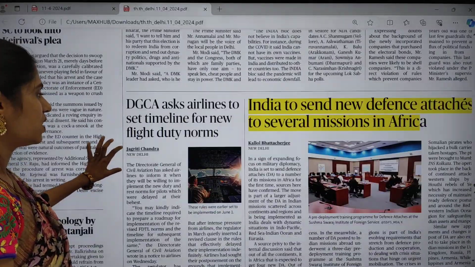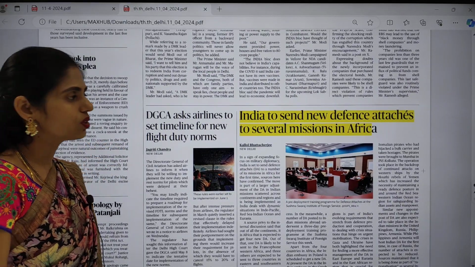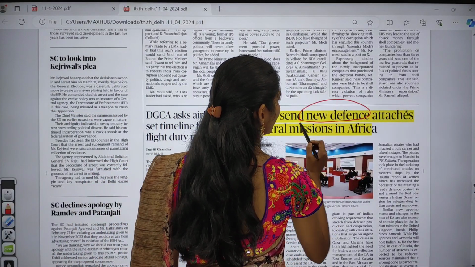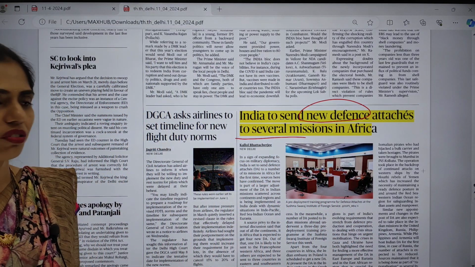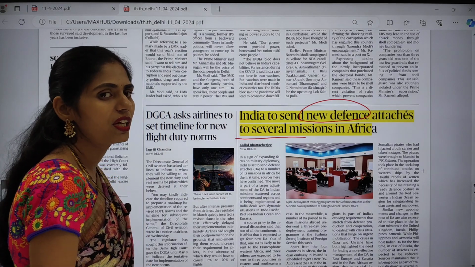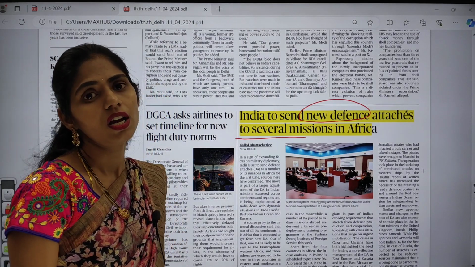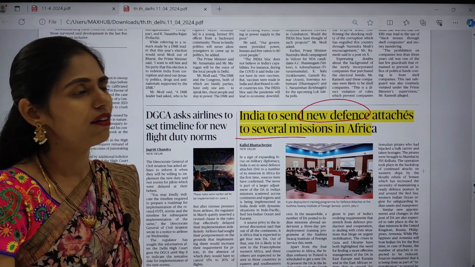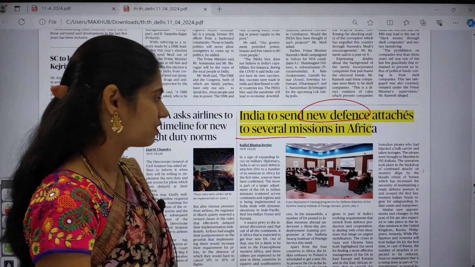And on this news page, you can see one important article: India to send new defense attaches to several missions in Africa. So in Africa, we are going for increasing our missions. Africa also shares a boundary with the Indian Ocean, and because of this, it is going to have a good command in this Indian Ocean region.